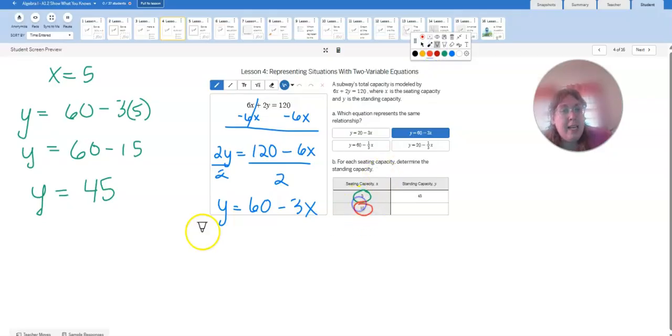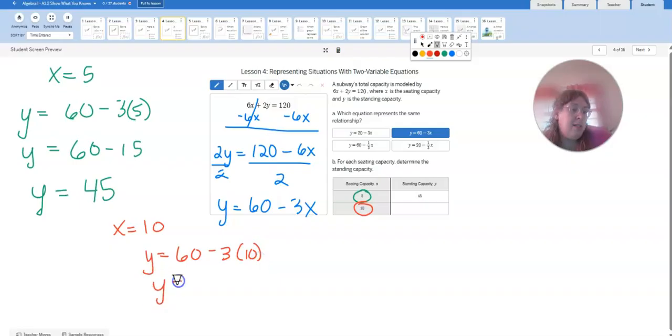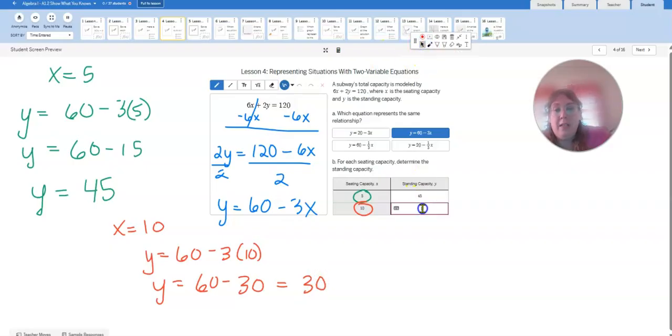And when x is 10, we have y equals 60 minus 3 times 10. 3 times 10 is 30. 60 minus 30 equals 30. So our second y value is 30. Beautiful. Push ahead to the next slide.